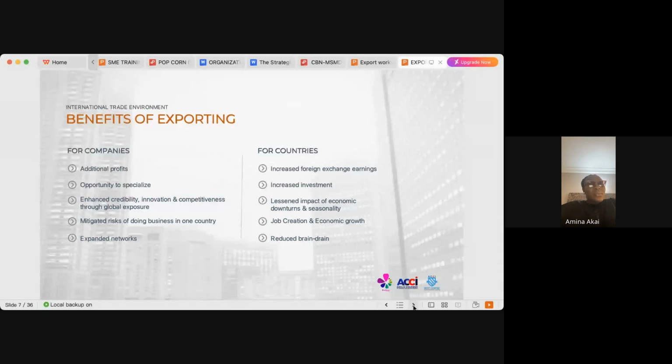And what does exporting do? What are the benefits for countries? It increases the GDP of the country. It increases foreign exchange earnings, increases investments. People will want to invest more in the country. It lessens the economic downturn and seasonality. Like I said earlier, it creates jobs, and then economic growth, and reduces brain drain.